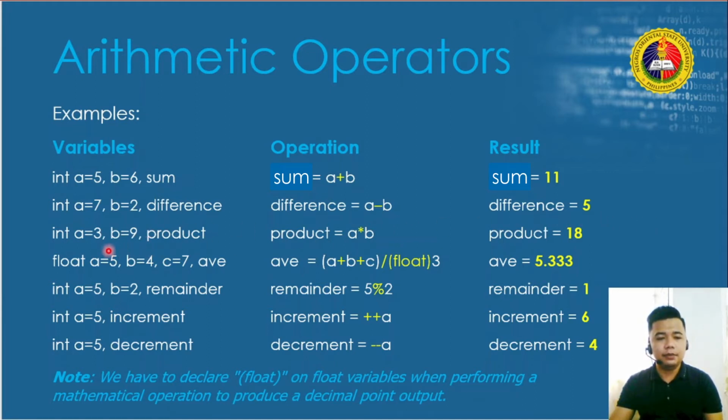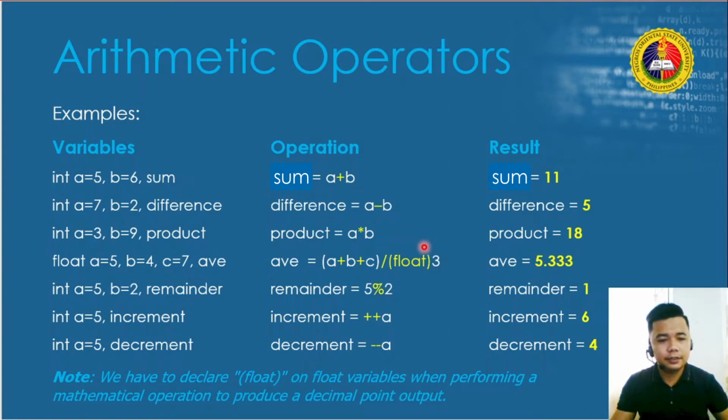Okay, another example. We have integer a equals 3, integer b is equal to 9, and then another variable, product. Our goal is to multiply the two values. So we have product is equal to a times b. Again, we're not going to be using the x, but instead we are going to use the asterisk. And of course 3 times 9 is equal to 27.